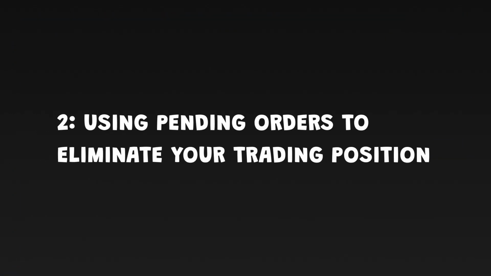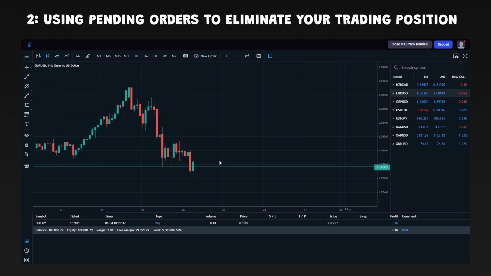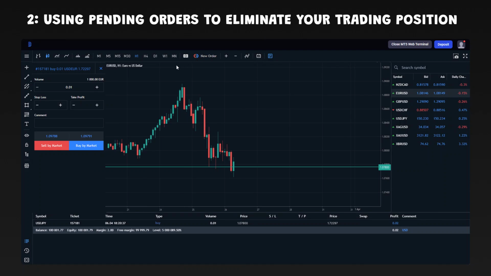2. Using pending orders to eliminate your trading position. Traders are not obliged to close their positions manually. They can set stop loss and take profit orders that will trigger if the price reaches one of them. You can do it when you place a trade, or you can modify your order later.